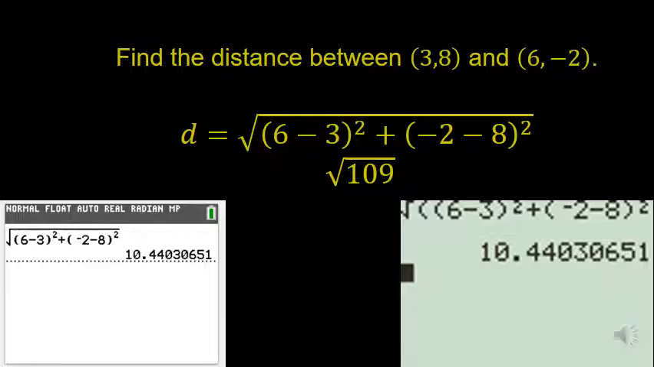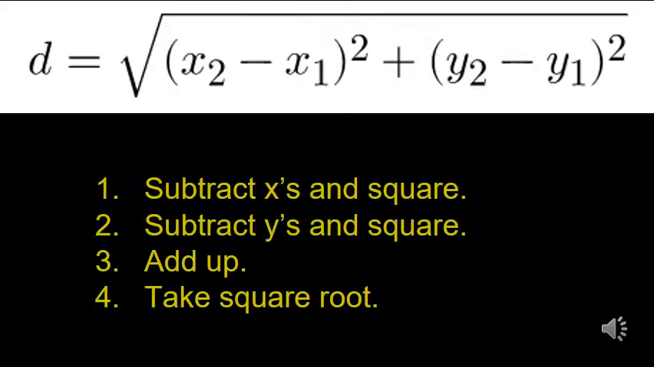but everything you're looking at here would be right. And again, your basic process for finding the distance is take your x's, subtract them and square, take your y's, subtract them and square, add all that stuff up, and then take the square root of that answer.